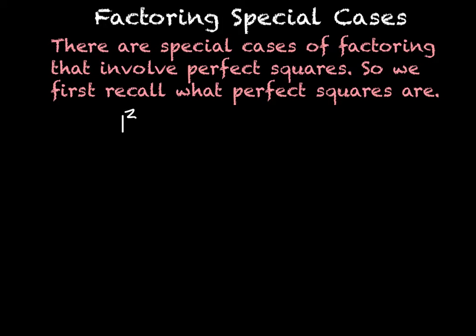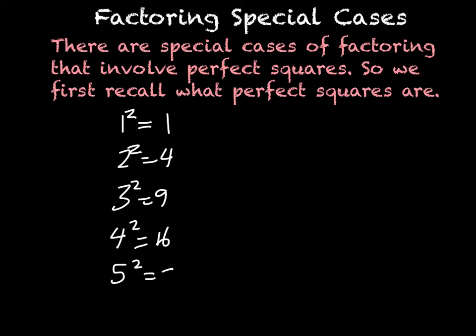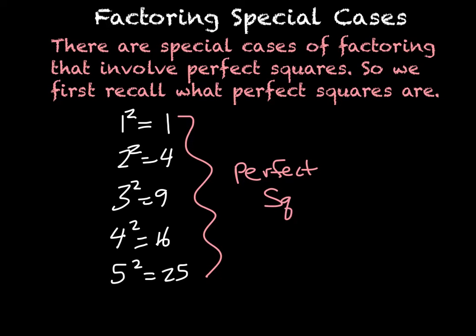So 1 squared is 1, so 1 is a perfect square. 2 squared is 4, so 4 is a perfect square. 3 squared is 9, 4 squared is 16, 5 squared is 25, and you kind of see where I'm going with this. So these over here are our perfect squares. And obviously we could go on. You might want to continue your list a little bit farther than that.